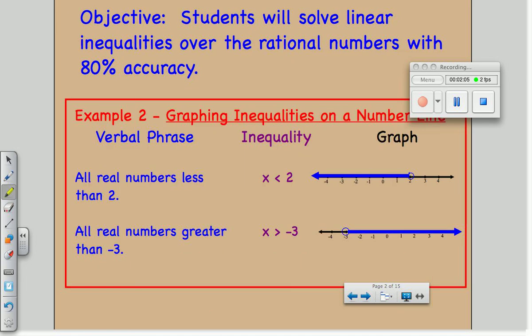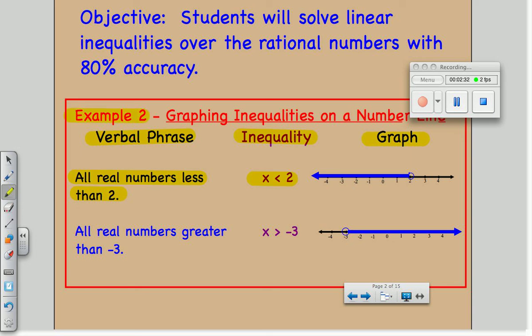Okay, so we'll just do one of these, because again, you did these last year. So for the verbal phrase, you're going to write all real numbers less than 2. The inequality you write for that is X is less than 2. And then we graph it. This is example 2, sorry about that.